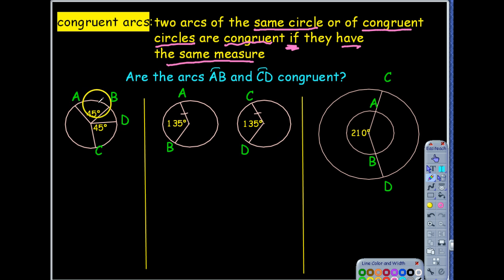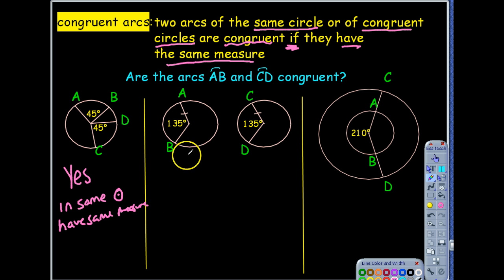So, first of all, can we say that arc AB and arc CD in this picture are congruent? I would say yes on this. And my reason for that would be because they're in the same circle and they have the same measure. And I know it doesn't say explain, but we're pretty good about asking that.